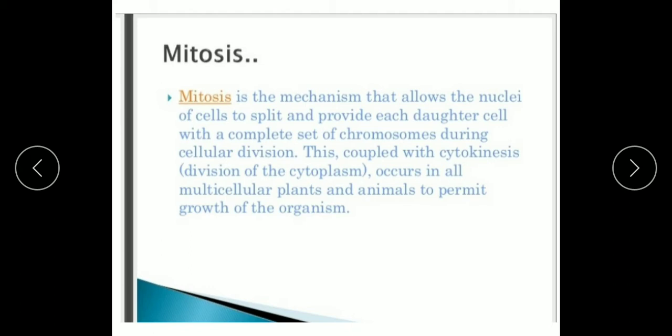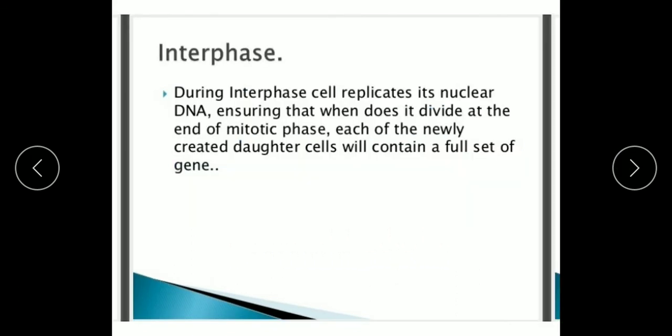This is coupled with cytokinesis and karyokinesis, followed by cytokinesis. The division of the cytoplasm is called cytokinesis. Division of the nucleus is called karyokinesis. It occurs in all multicellular plants and animals to permit growth of the organism. The first phase of mitotic cell division is interphase.